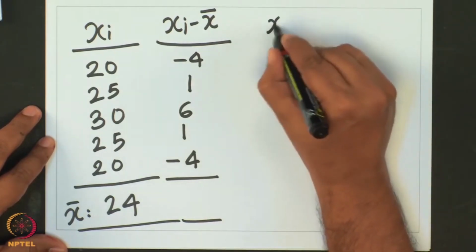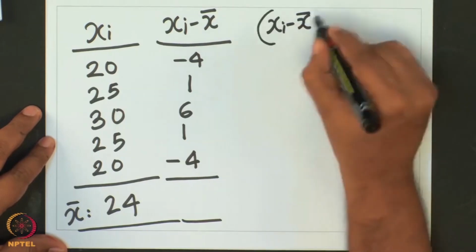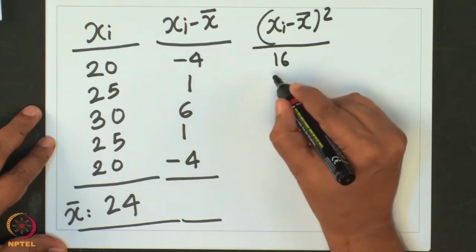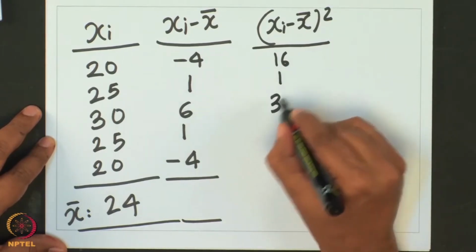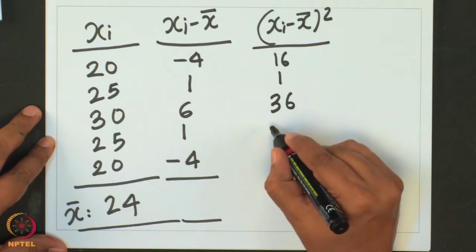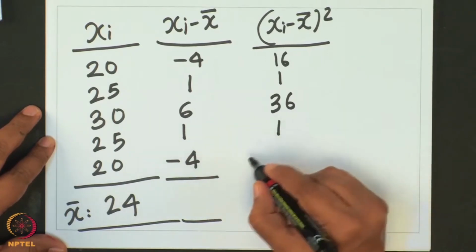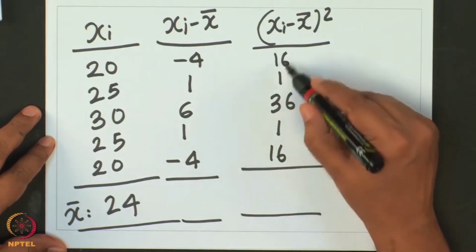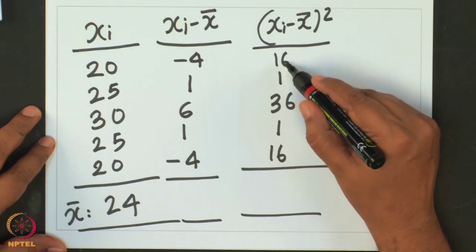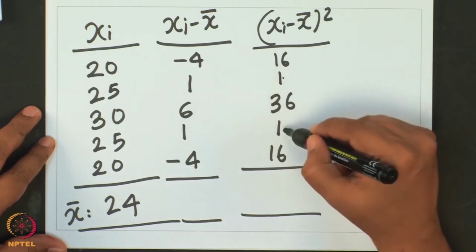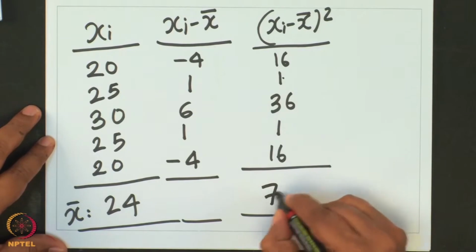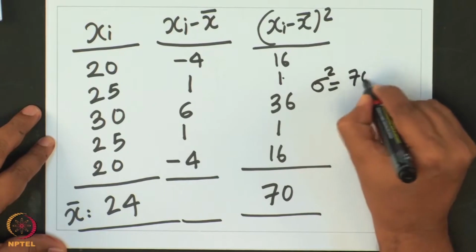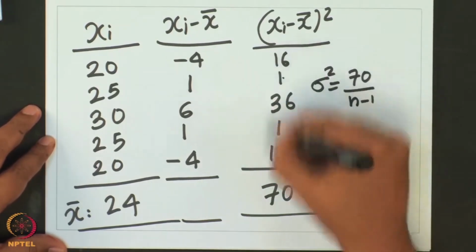But what we want is xi minus x bar whole square, which is 4 square, which is 16. Then 1, and 36, and 1 square is 1, and 4 square is 16. So 36 plus 16 is 52, plus 1 is 53, plus 1 is 54. Adding up, this would be 70. And sigma square is 70 divided by n minus 1. There are 5 of these.